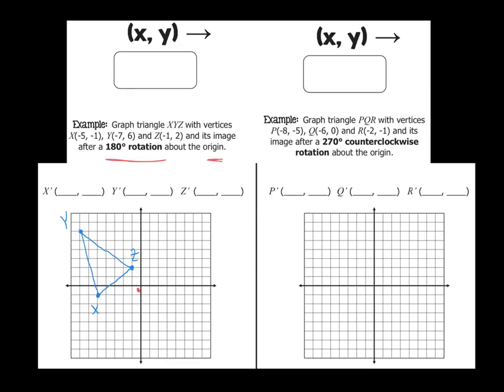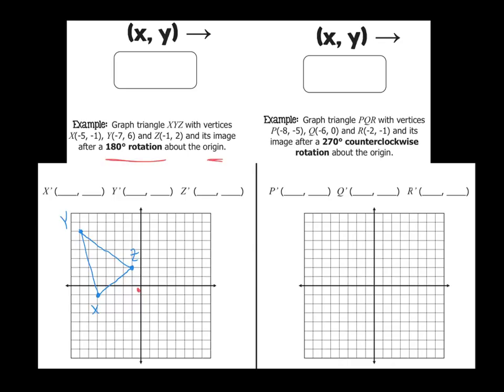Just bear with me here a second. I have an object grabbing problem. Okay, and there we go. Now where was Z to begin with? Z to begin with was at -1, 2. So -1, 2 is where Z started, right? I'm just focusing on Z. And technically this is now Z prime. And where is it? It's at 1, -2.